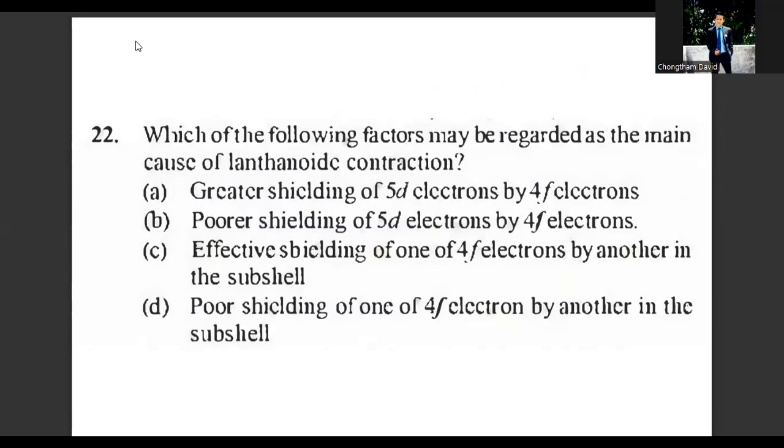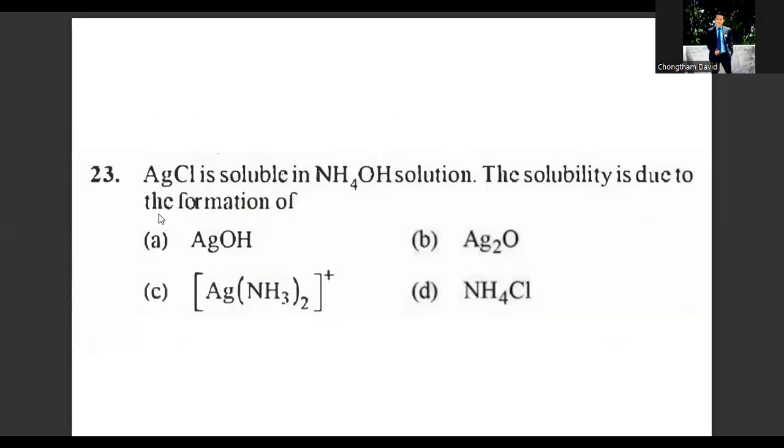Which of the following factors may be regarded as the main cause of lanthanoid contraction? So read the statement. In the lanthanides, there is poor shielding of 5d electrons by 4f electrons, resulting in greater attraction of the nucleus over the 5d electrons and contraction of the atomic radii. So, poor shielding effect of the 5d by 4f electrons. This answer would be option B.